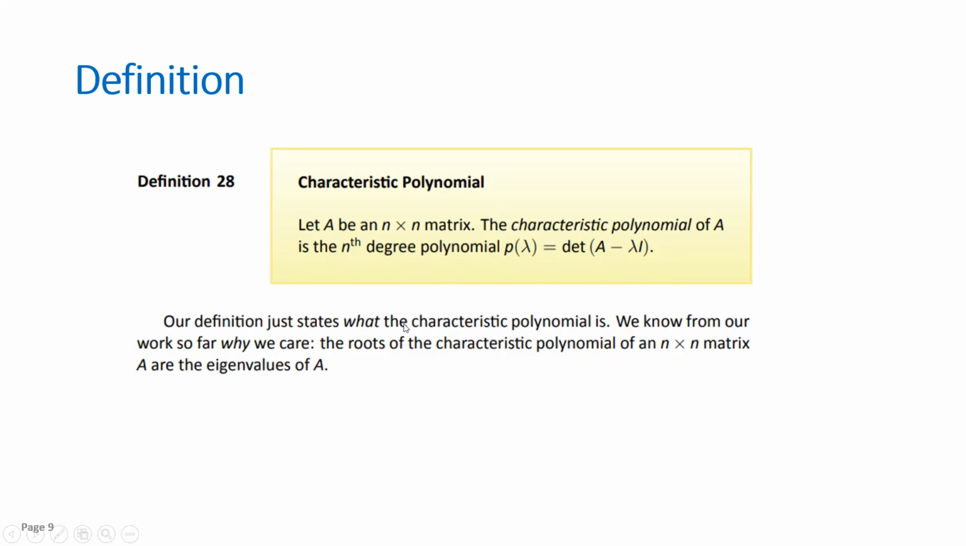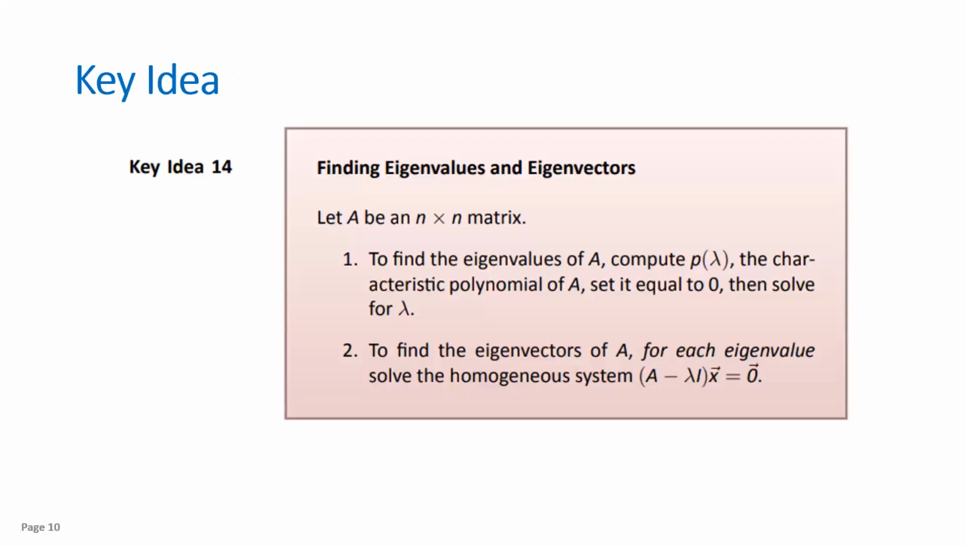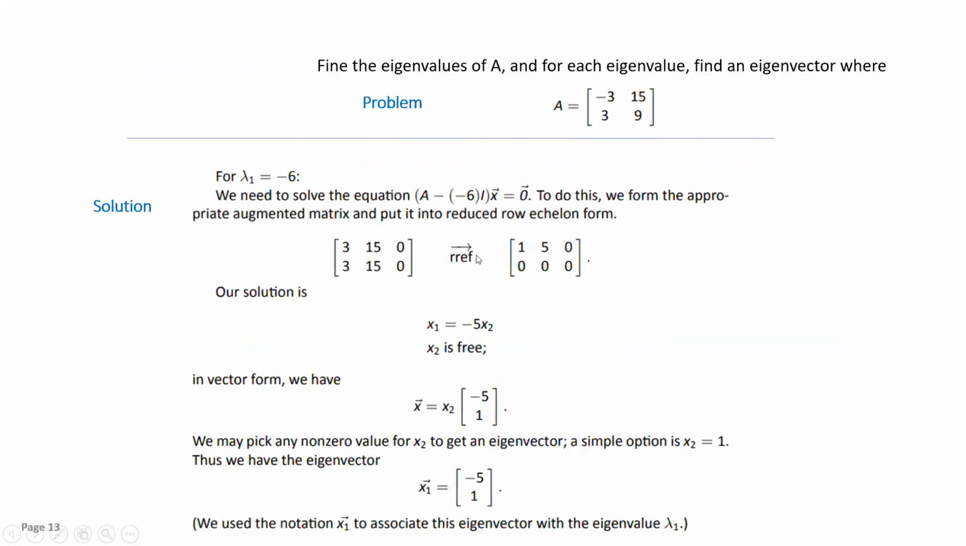Our definition just states what the characteristic polynomial is. We know from our work so far why we care about this. The roots of the characteristic polynomial of the n by n matrix A are the eigenvalues. So finding eigenvalues and eigenvectors, let A be an n by n matrix. To find the eigenvalues, we compute the same thing here. We have different steps.